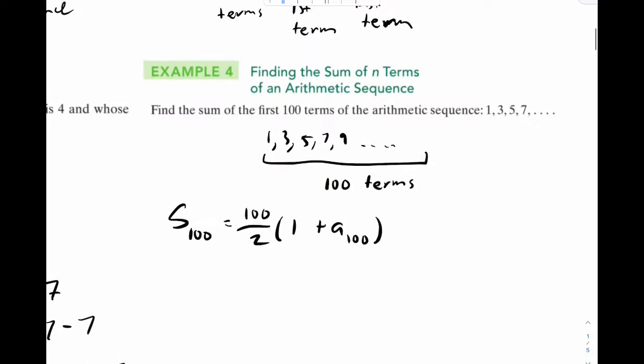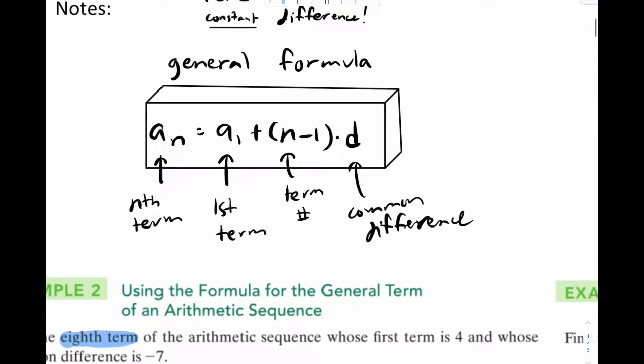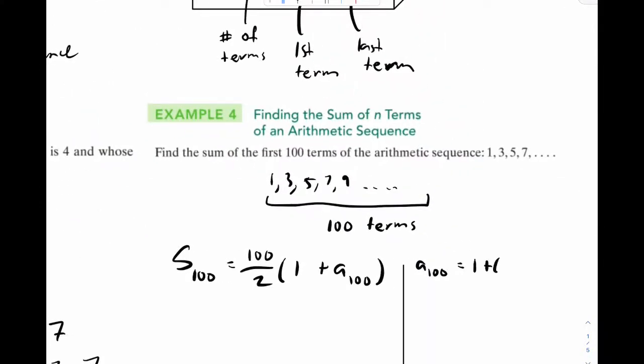So to figure that out, we got to go inside then. We got to figure out the 100th term using the work we just did. So look back over here. The general formula will help you find that. So to find the 100th term, I need the first term, which is 1, plus n, which is 100, minus 1, and d, it's going up by 2 every time. So now we keep going. 1 plus 99 times 2, that would be 199. So now we take this, plug it in right there.